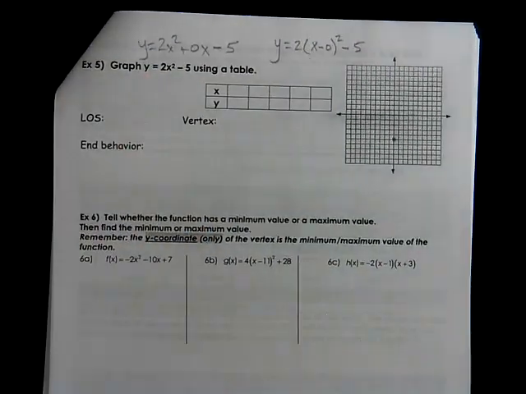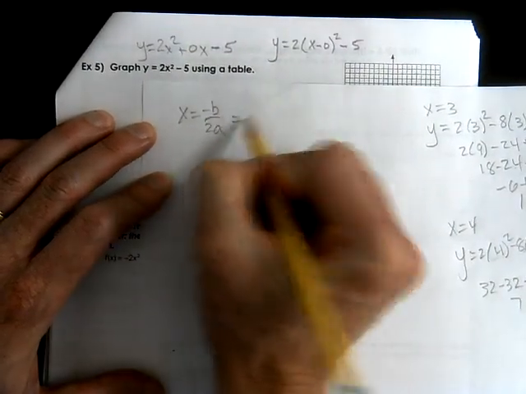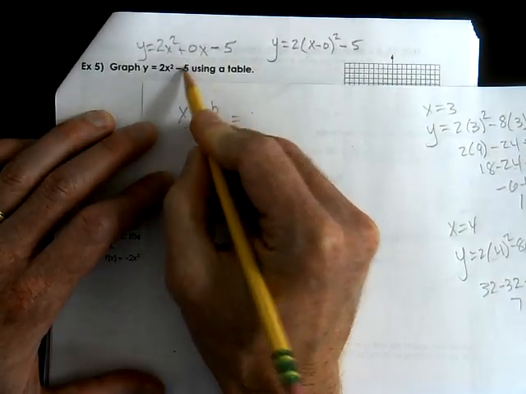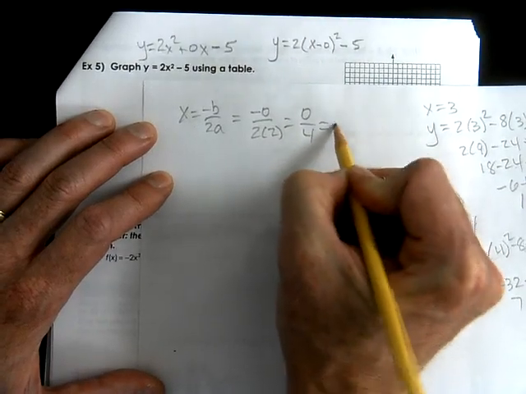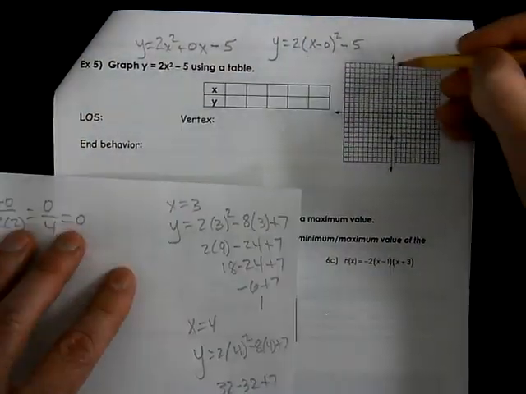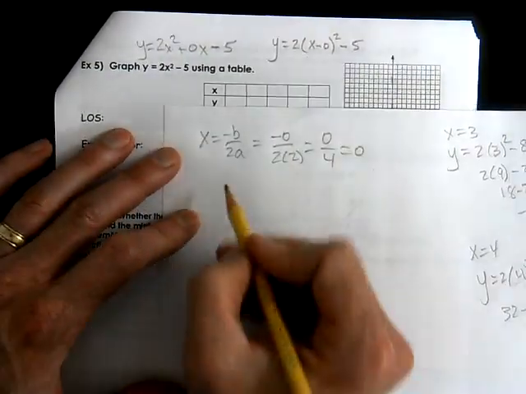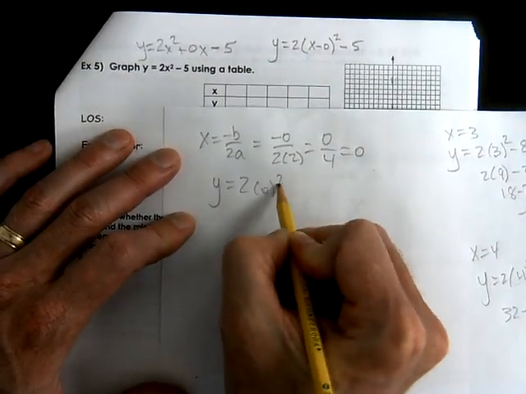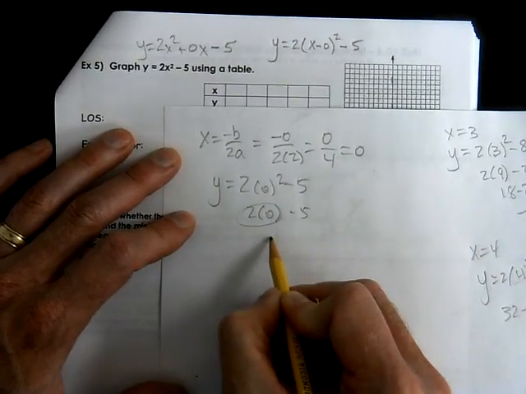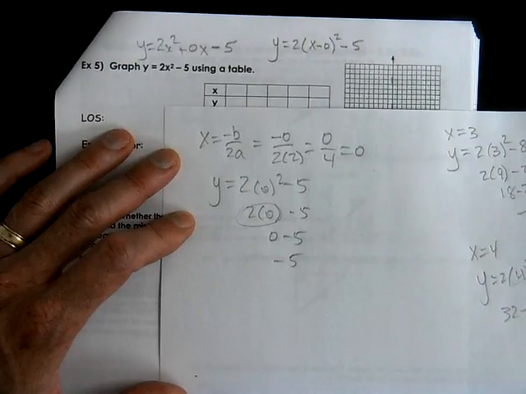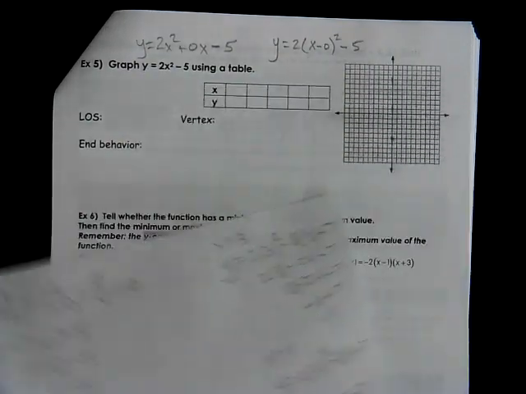If you didn't know that, you could have tested it. X equals -b over 2a. We know the b value is 0, so -0 over 2 times 2. That's 0 over 4, which is just 0. So we have our line of symmetry running right down our y-axis. And when we plug in 0, 0 squared is 0. 0 times 2 is 0. I get -5. So I know my vertex is at 0, -5.